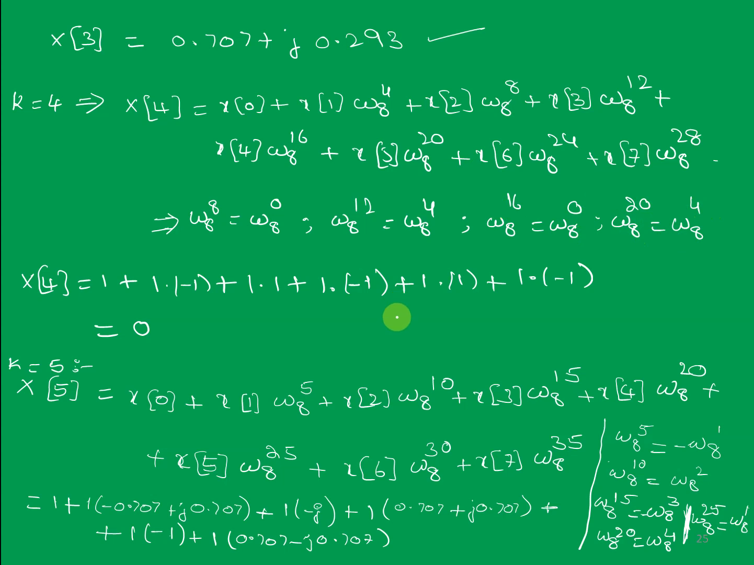Okay, so in this way, just find and then place all the values, then x of 4 is equal to 0. Now K is equal to 5. So K is equal to 5 means here follow the fifth table, note it down here and then find the remaining values.